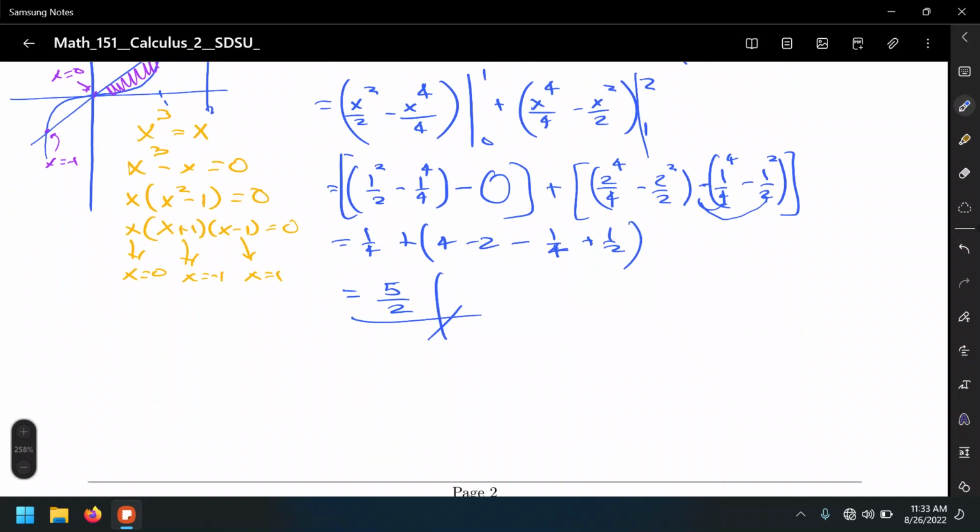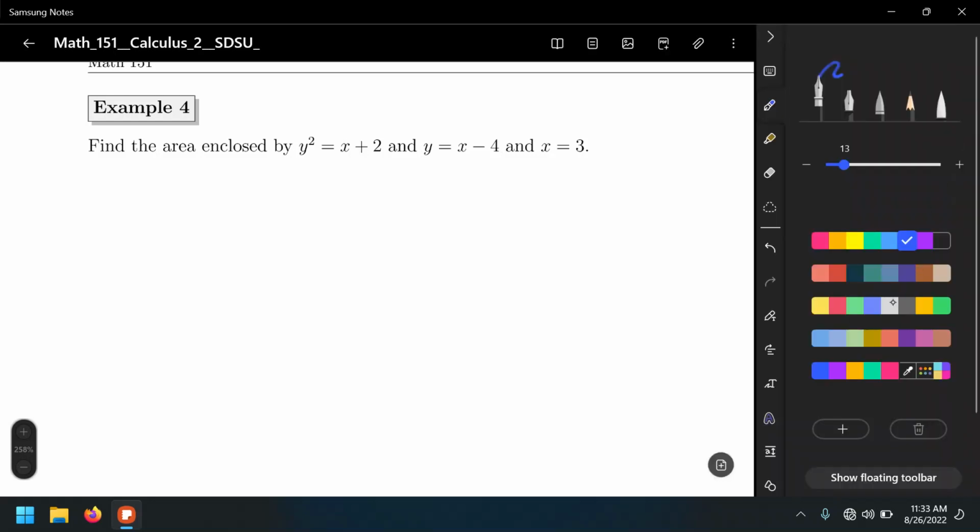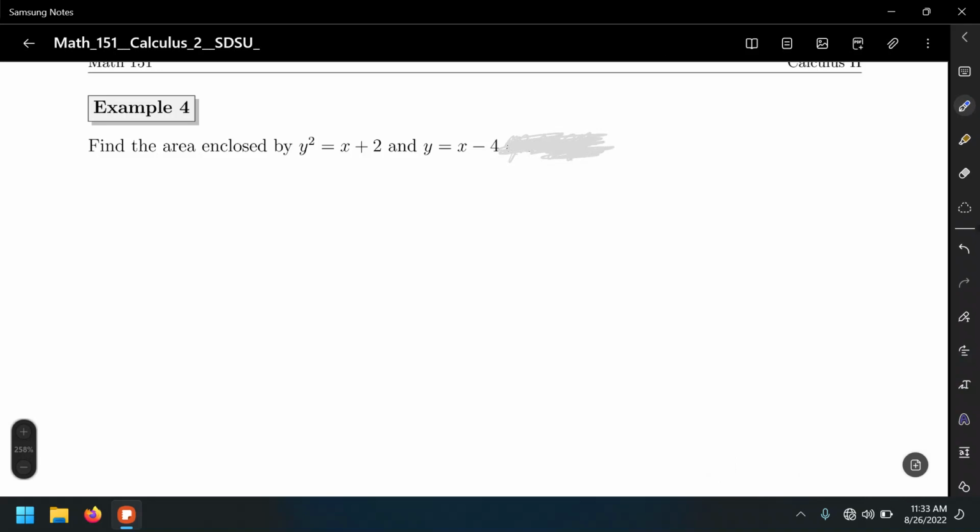All right, let's move on to the last exercise. Exercise number 4. All right, so what about this one? Find the area enclosed by y squared equals x plus 2 and y equals x minus 4. And by the way, there's a little typo here. The x equals 3 shouldn't be there. So for those of you who have the paper or the PDF, this is a typo.